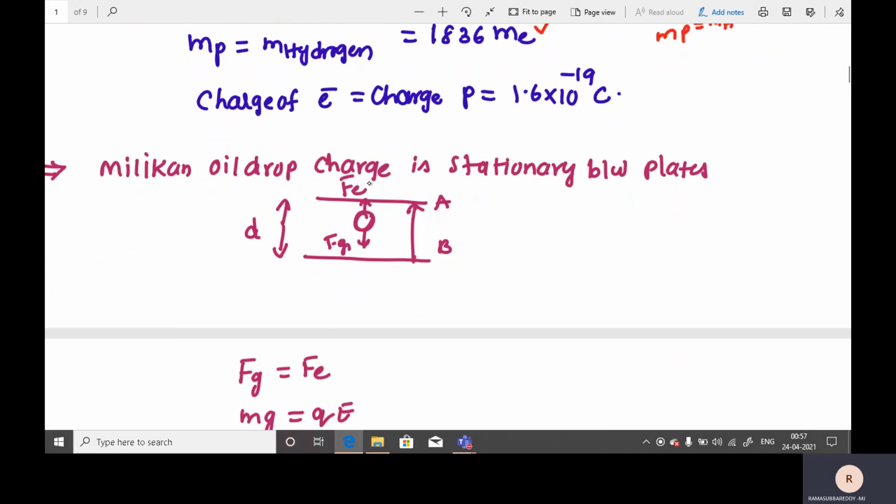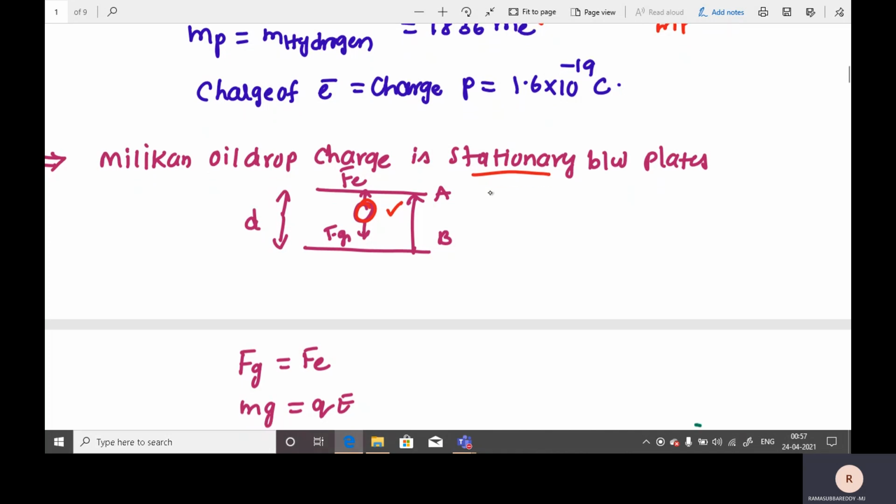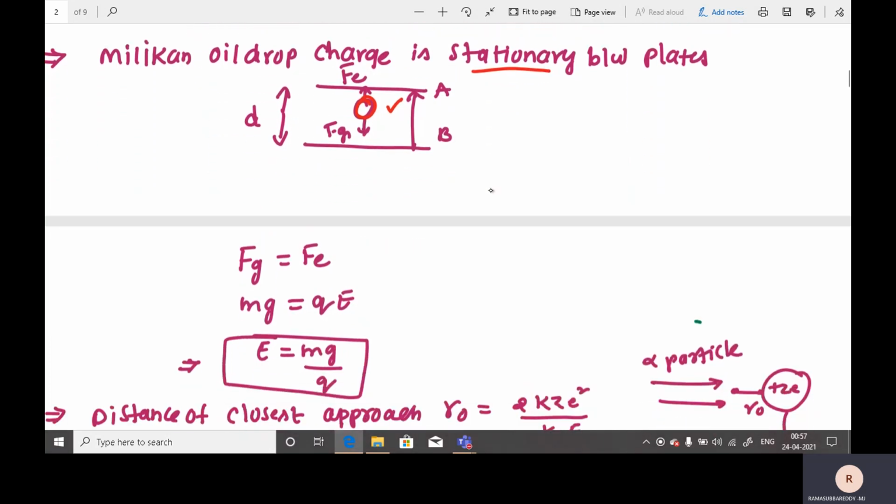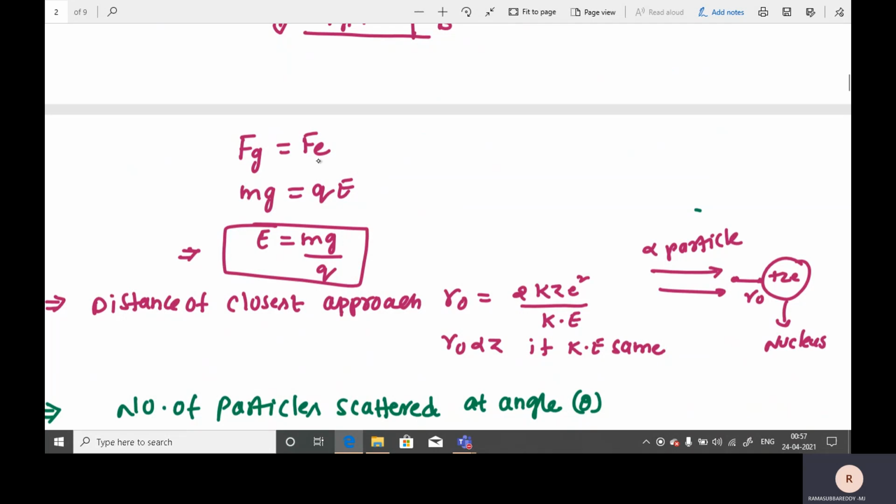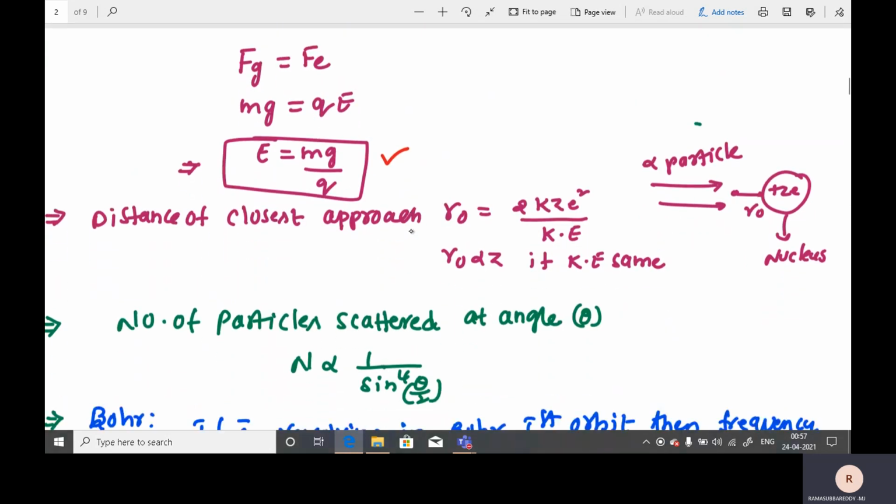Then in the Millikan oil drop experiment, I explained the experimental setup and we discussed it in detail. This is our oil drop. If the oil drop is stationary, that condition we call the balanced condition. So if it is stationary, the gravitational force is equal to the electric force, mg and qE, then the electric field E is equal to mg by q.